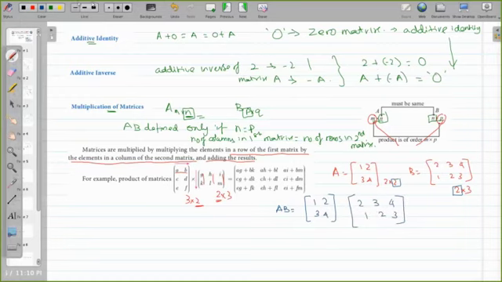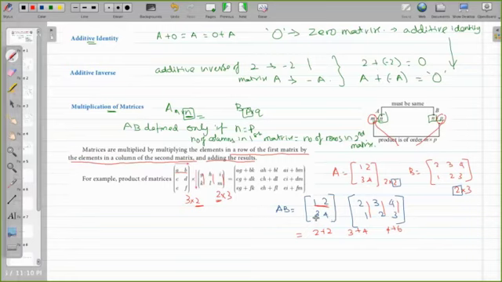Okay, now see what is happening, children. Here I took the first row with the first column. So that means 1 into 2, 2, 2 into 1, 2. Okay, now I take the first row with the second column. 1 into 3, 3, 2 into 2, 4. Then first row with the third column. 1 into 4, 4, 2 into 3, 6.